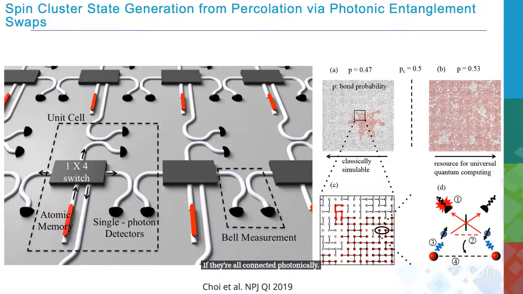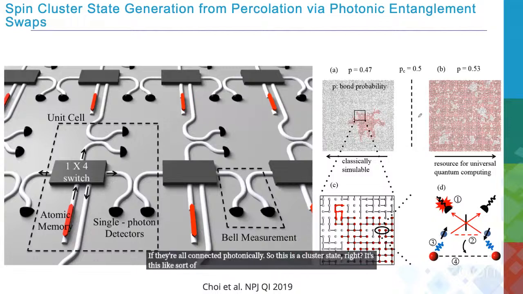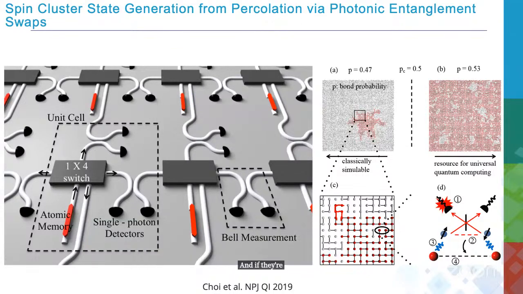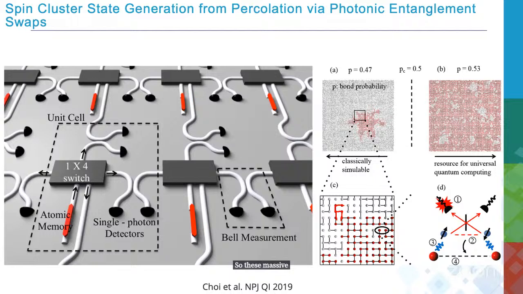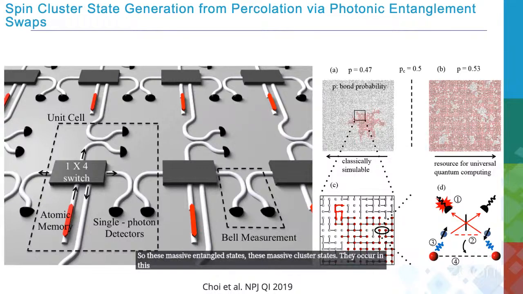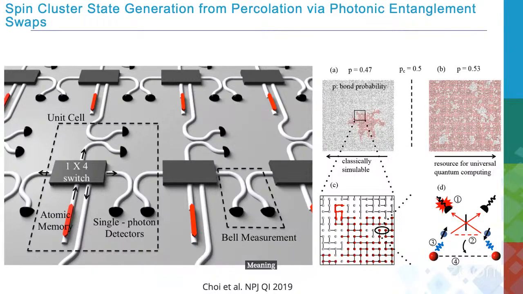Okay, so this is a cluster state, right? It's this sort of massive entangled state with a very large degree of connectivity, in terms of things being entangled with their nearest neighbors. And if they're entangled with their nearest neighbors, and then their nearest neighbors are entangled in some connected graph all the way down somewhere else, then everything is basically entangled together. So these massive cluster states occur in this picture by a process called percolation, meaning it's sort of like percolating up from individual entanglement operations.